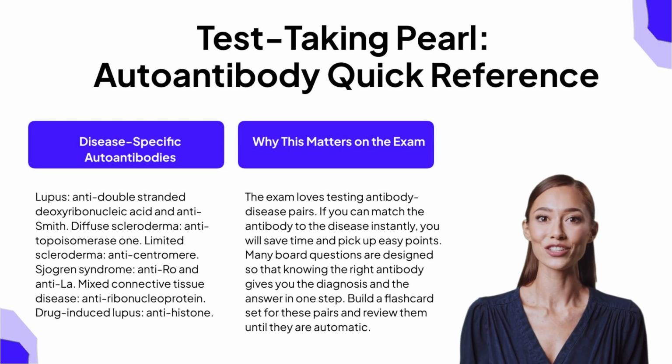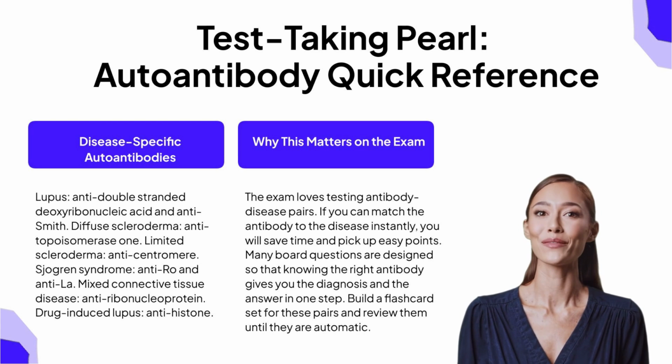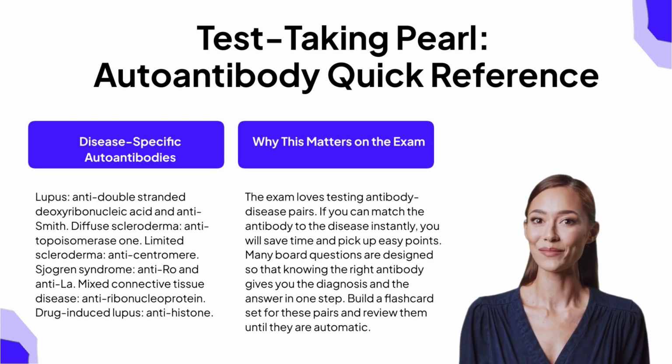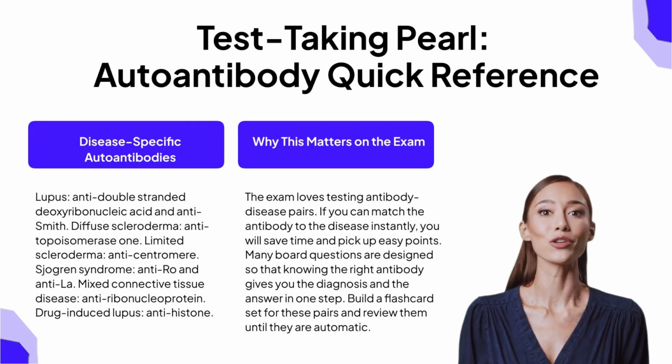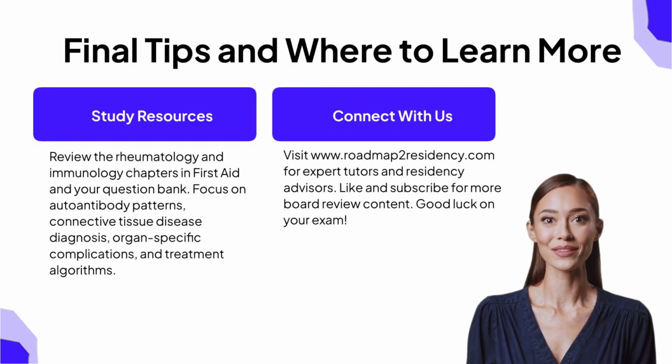You can often answer these questions in under 30 seconds if you have the antibody pairs memorized cold. I strongly recommend building a flashcard set for these pairs and reviewing them until they are completely automatic. You will find a comprehensive autoantibody table in the immunology and rheumatology chapters of First Aid. That wraps up our review of connective tissue diseases test-taking strategies for Step 2.